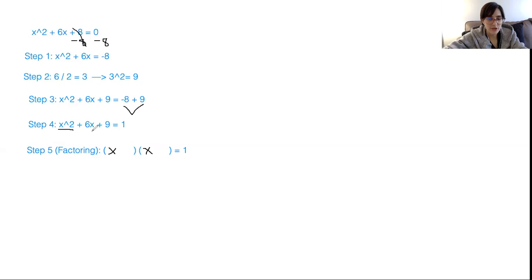Now to finish factoring, I need to find 2 numbers that add to my middle, which is 6, and multiply to this last number, which is 9. But step 2 gave me a cheat for this because I've already done it. If I do 3 plus 3, it adds to 6. If I do 3 times 3, it multiplies to 9. So step 2 always tells you how you're going to finish your factoring. So I get plus 3 and plus 3.